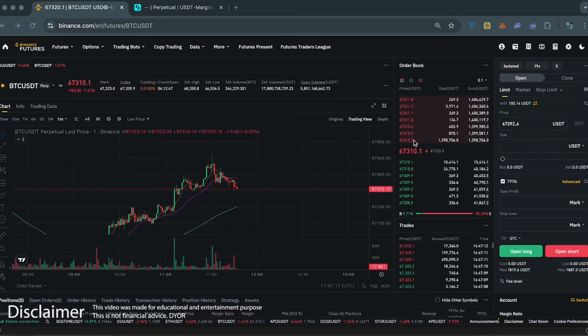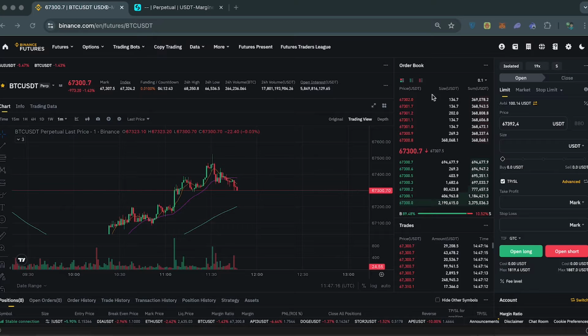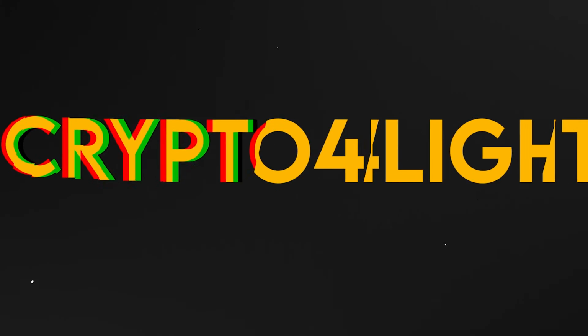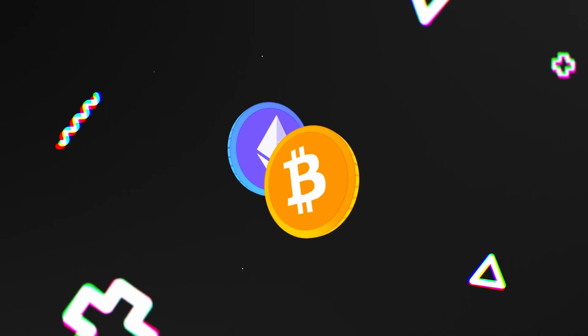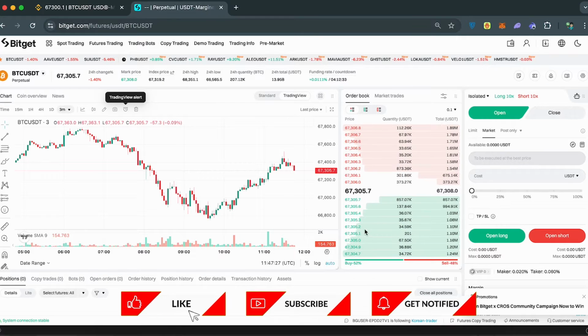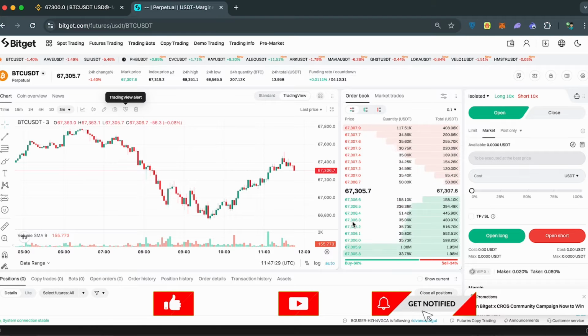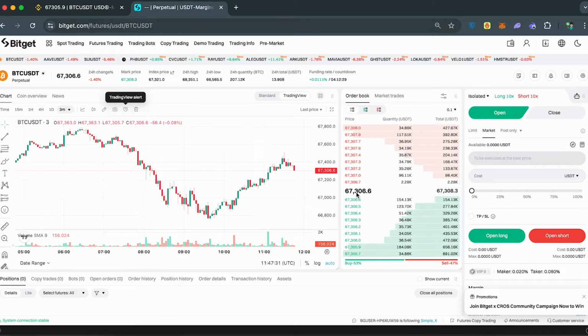Today we'd like to talk about order book, liquidity, and how we can read this instrument on exchanges. Let's dive in. On all exchanges, the order book looks almost similar, but you have to understand the differences between exchanges.